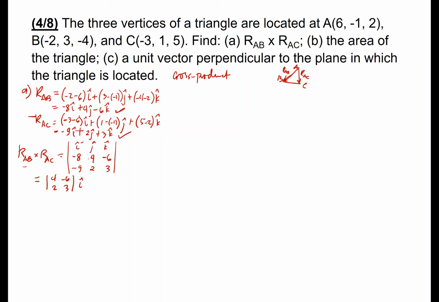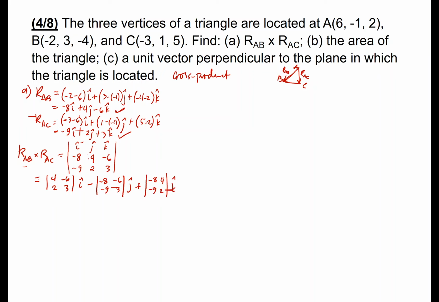Then minus for your J. You exclude the 4 and 2, the ones directly below, so that should be negative 8, negative 9, negative 6 and 3. This is for your J. Now you may ask why there's a negative sign here. I will discuss that after this. Then for K, you exclude negative 6 and 3, so you have negative 8, 4, negative 9, 2. It's for your K.